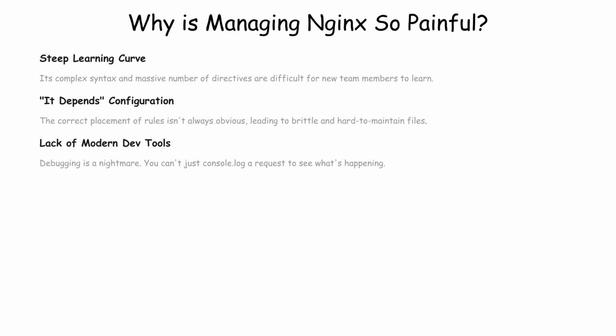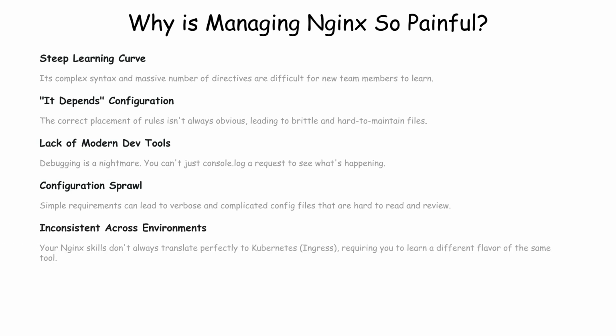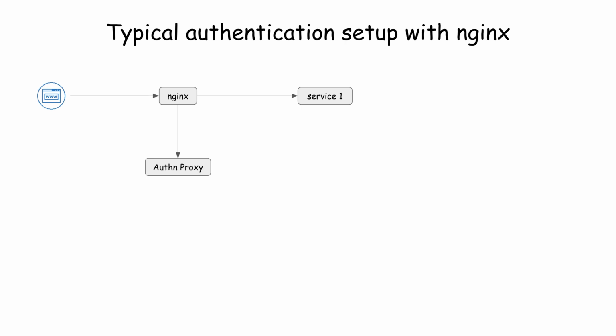This leads to configuration sprawl. Even simple requirements, as we'll see in a moment, can lead to verbose and complicated config files that are hard to read, review, and get right. Finally, it's inconsistent across environments. The Nginx skills you have for a VM don't always translate perfectly to Kubernetes. The Nginx ingress controller is fantastic, but it uses a different flavor of configuration through annotations, forcing you to relearn the same concepts in a new dialect.